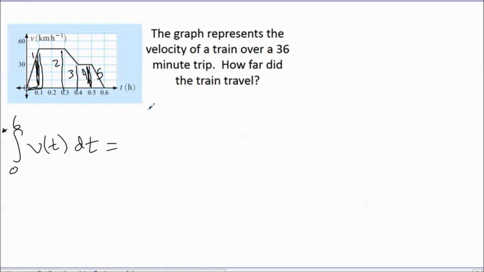Okay, and so I think I'm going to index these here. So I'm going to say 1, and then right here I'll have my work for that first area. Okay, so that's a triangle, and that tells me that it's going to be divided by 2. Remember, it's 1/2 base times height, or base times height divided by 2. The base of it looks like it's probably 0.1.